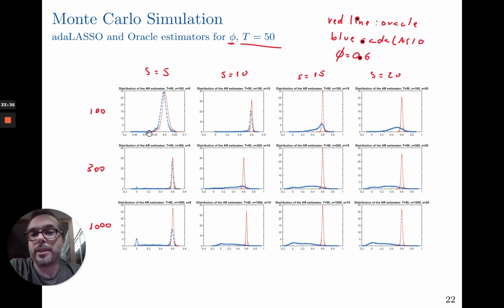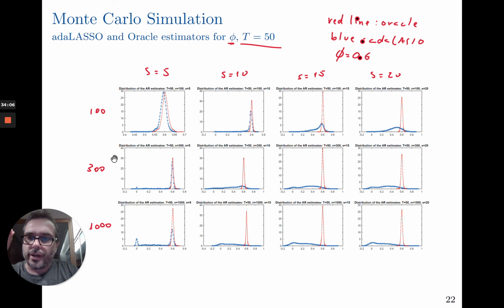But when we start to increase s, what you see is that the range of the blue distribution gets wider. Why is that? Because the adaptive lasso is starting to make mistakes. Instead of estimating phi around 0.6, it is setting phi equal to 0. That's why we are going in this direction.